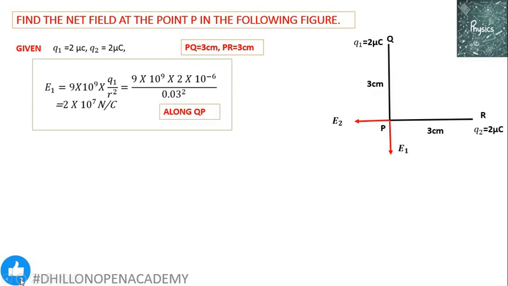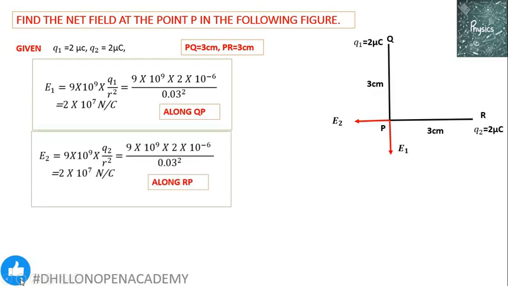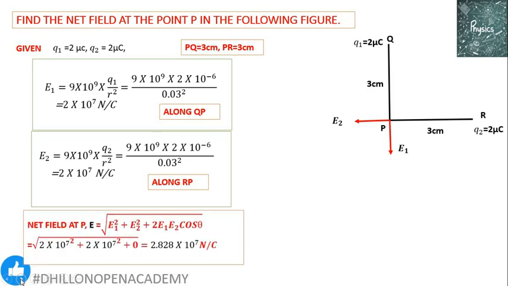If we find the values of E1 and E2, they come out to be 2 into 10 raised to the power 7 Newton per Coulomb for both E1 and E2, because Q1 and Q2 are the same in nature and the distance of point P from Q and R is also the same, that is 3 cm. So now we have two fields acting at right angles to each other. In this case, if we apply the resultant equation, we get the total electric field at point P, which is 2.828 into 10 raised to power 7 Newton per Coulomb. This is the field value.